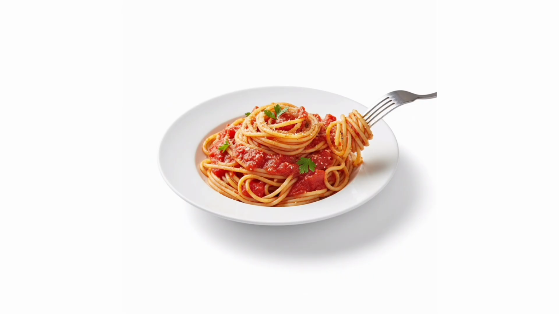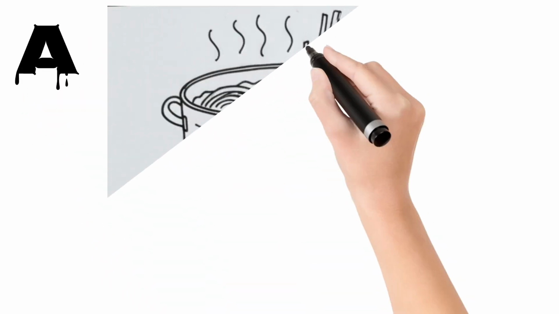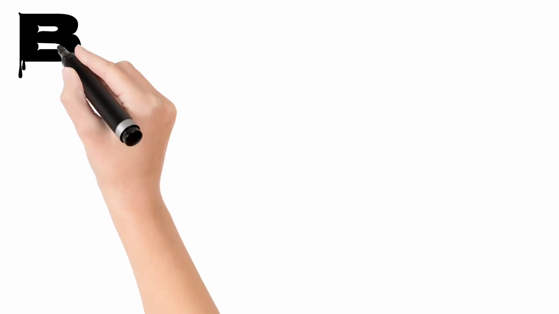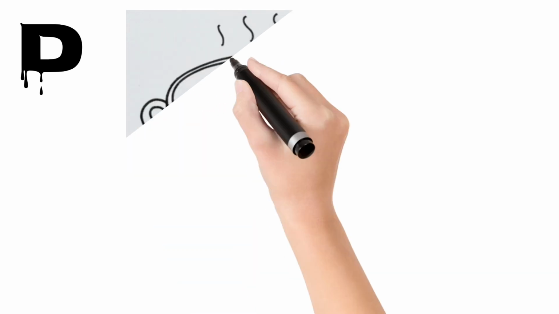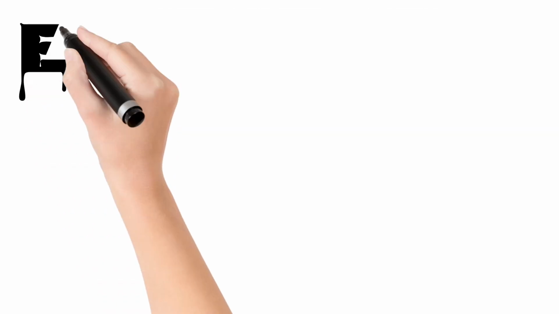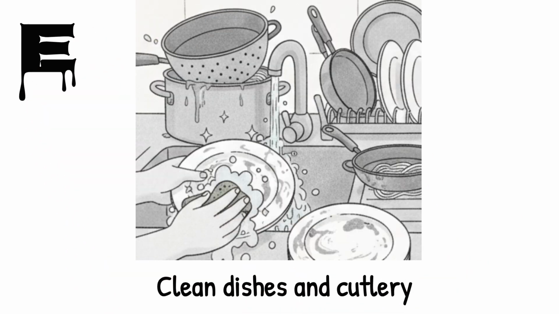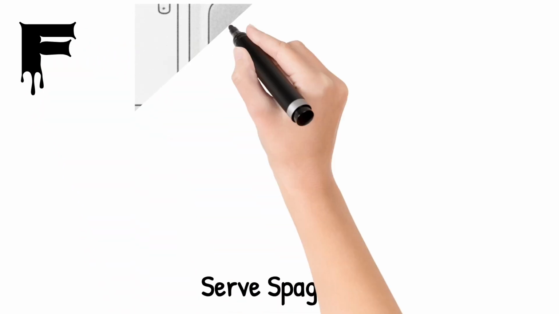Let's take a simple example: making jollof spaghetti. The steps are: A. Parboil the spaghetti. B. Filter it. C. Prepare the stew. D. Transfer the spaghetti into the stew to cook. E. Clean dishes and cutlery. And F. Serve the spaghetti.